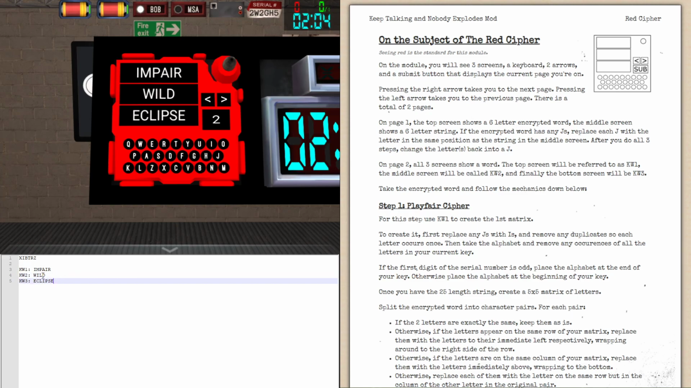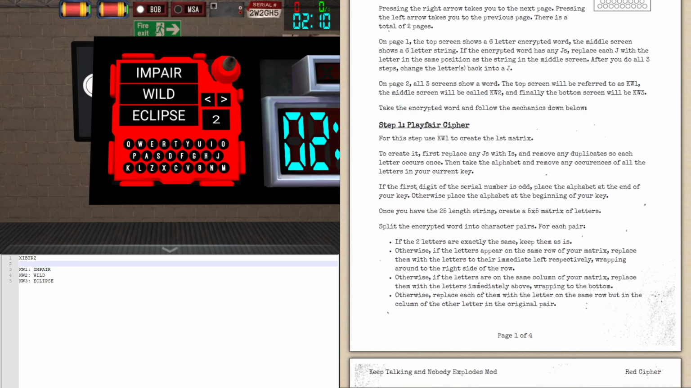So, now that we have our words, we're going to follow the steps below. Our first step is the Playfair cipher. For this step, we're going to use keyword 1 to create the first matrix. Keyword 1 is the top screen, IMPAIR, so we're going to use this word in particular. First, we replace any J's with I's in the keyword, which there are none, so that's good.